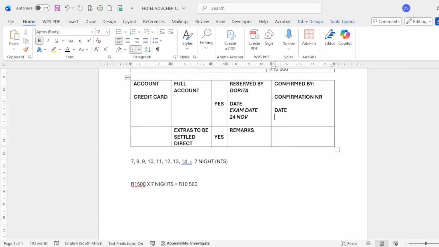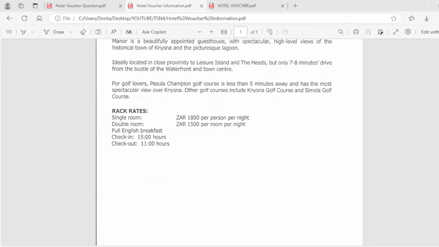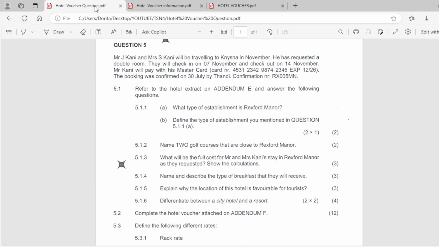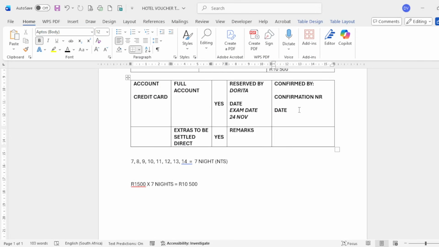Right. Who confirmed the booking for us from the hotel? Because someone had to let us know when you reserved the booking. Someone had to let you know that, yes, we've got space. We do have availability. You are welcome. Your booking is confirmed. So this information was in your question. Over here, the booking was confirmed on the 30th of July by Thandi, and they give you the confirmation number. Right, so you have to go and fill that in on your voucher.